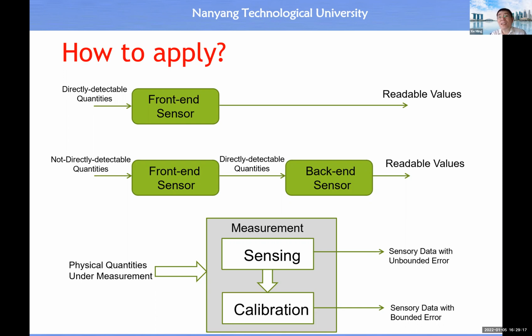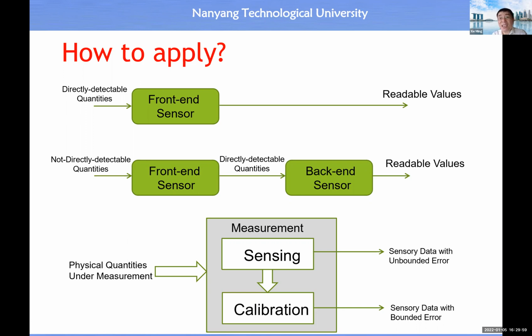Step number one is to transform the value of a physical quantity on the measurement into a readable value, right? For step one, you may face some physical quantity which should be enough for you to make use of a single front-end sensing element. However, in most cases, you may have to make use of a combination of the front-end sensing element together with the back-end sensing element, all right? So that's for the first step.